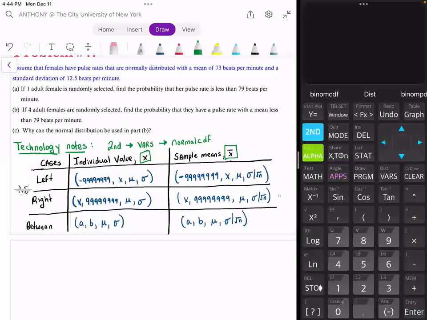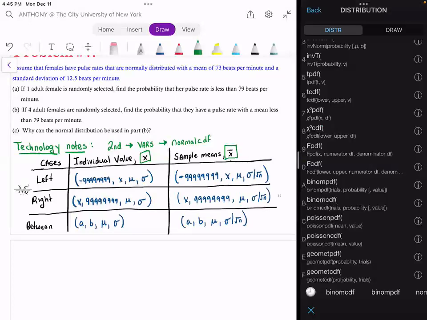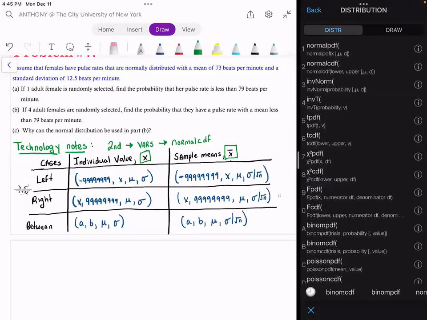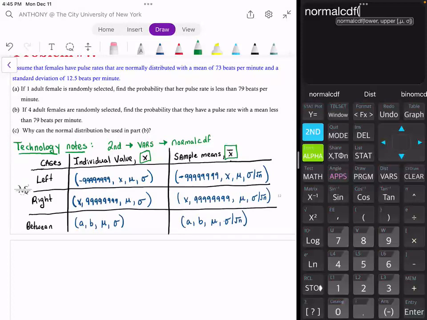For the technology notes as well, I want to mention that we do second vars Normalcdf, right? To quickly show that in the calculator, you hit the second command, followed by the vars command, and then you select Normalcdf, which is the second option under distribution. And then we'll have to do a few things. All right, so here goes.